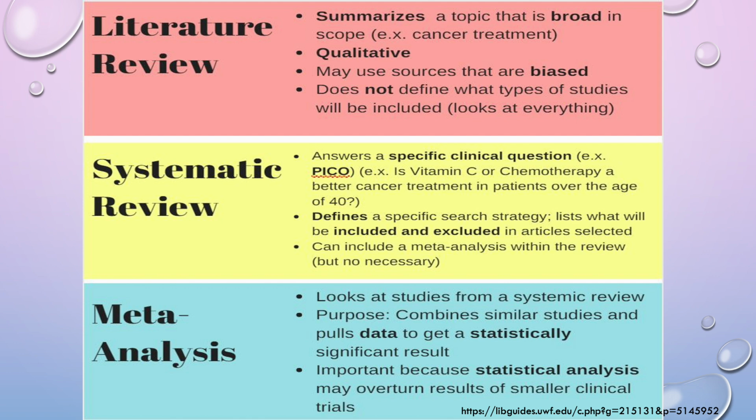Lastly, the meta-analysis looks at studies from a systematic review. The purpose is to combine similar studies and pool data to get statistically significant results. It is important because statistical analysis may overturn results of smaller clinical trials.